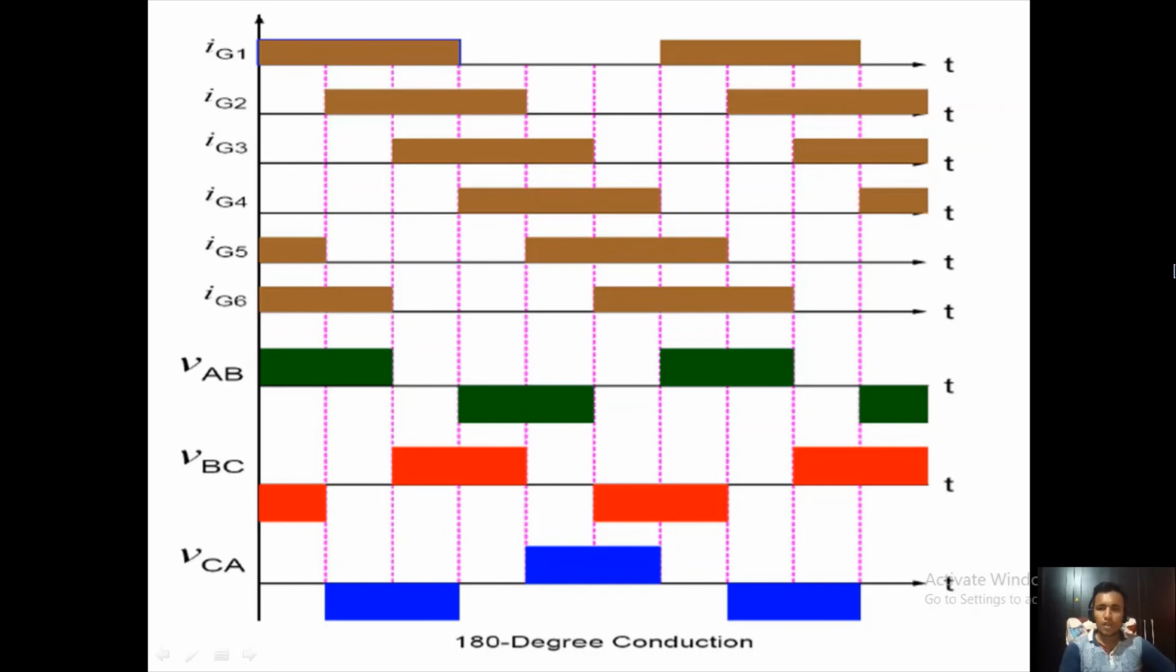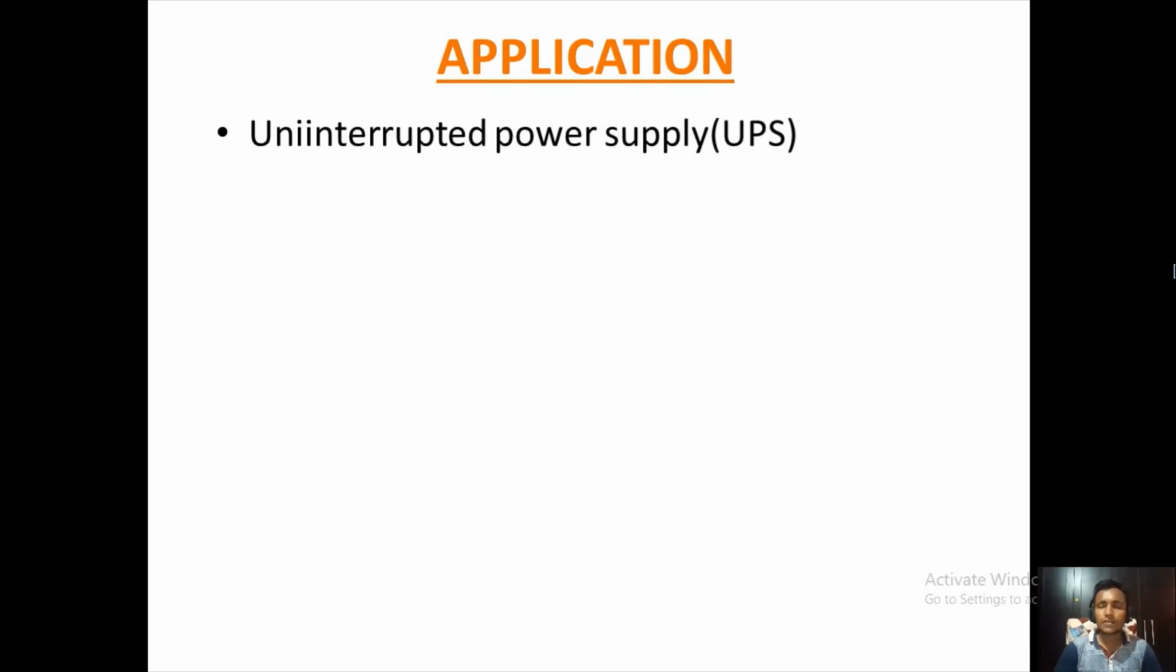Now, applications. What are the applications of these inverters? It has an application like an uninterruptible power supply, UPS, that is a power backup. In the UPS you can store some energy and it can be utilized as AC supply. So basically in a UPS there is a battery charger. To convert a DC supply into an AC supply, the inverter circuit is used in a UPS, that is an uninterruptible power supply.